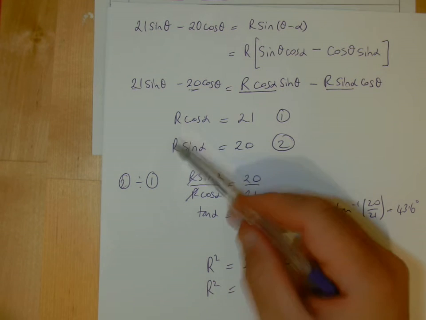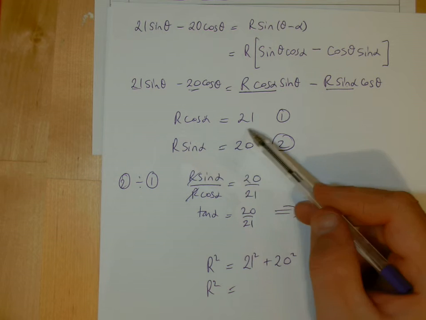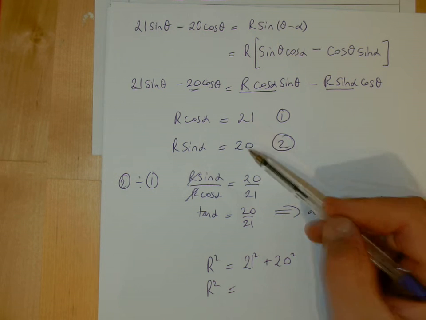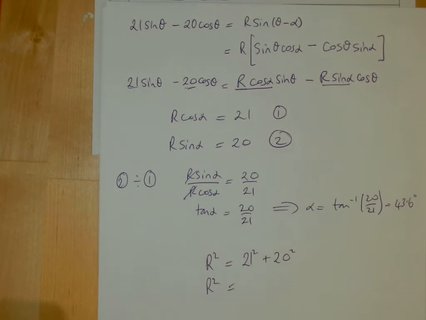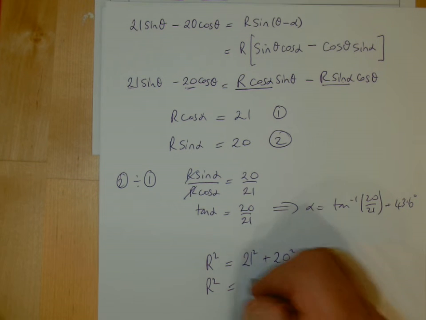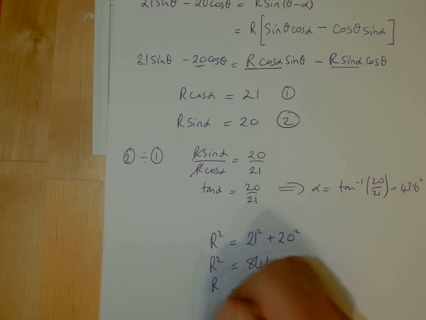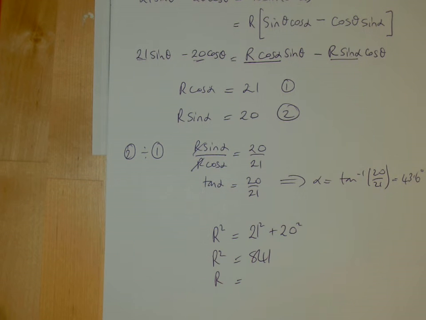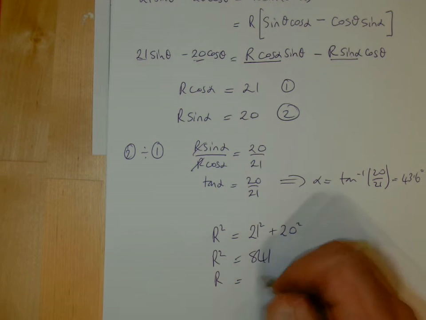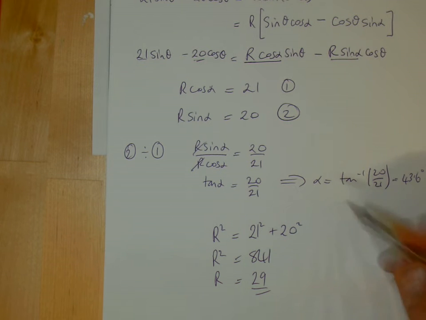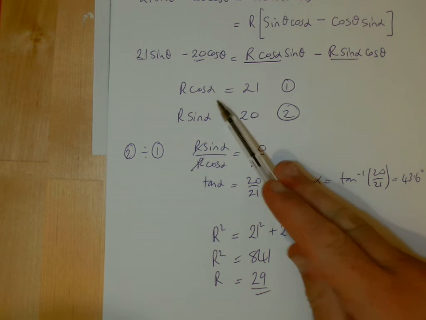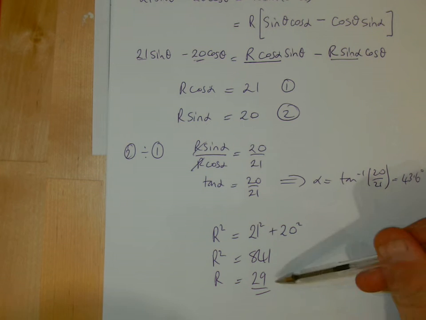Just appreciate you've got that squared here, r squared here. Just remember r squared is equal to that squared plus that squared. So if I get my calculator, 21 squared plus 20 squared is 841. And then that implies the square root of 841 is equal to 29. Okay. It's useful to do this approach because if you sub that back in there to get r, it might not come out exactly as we've got here.